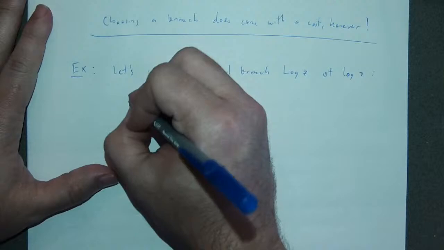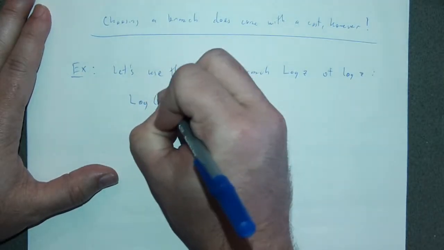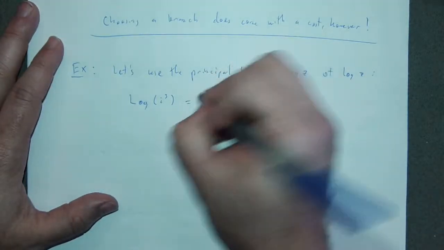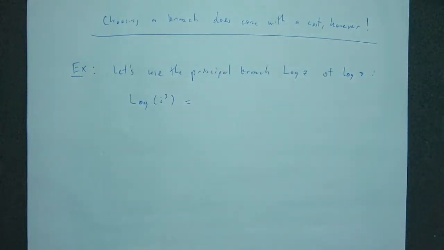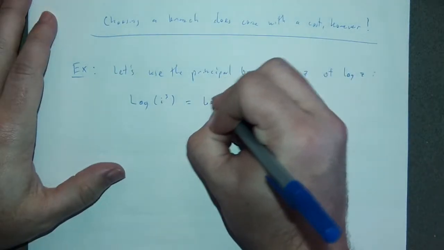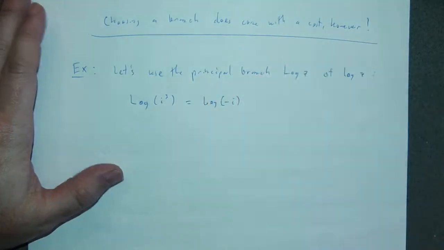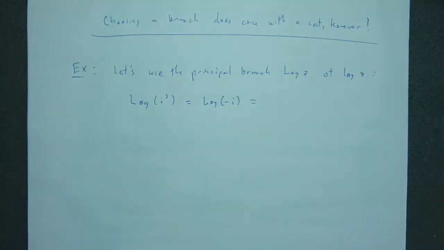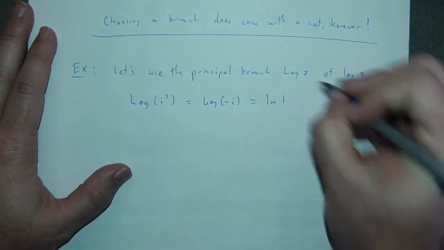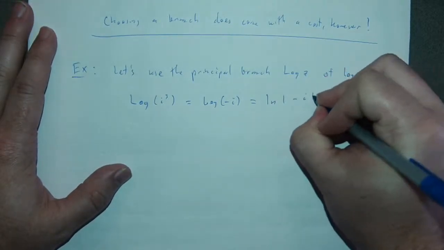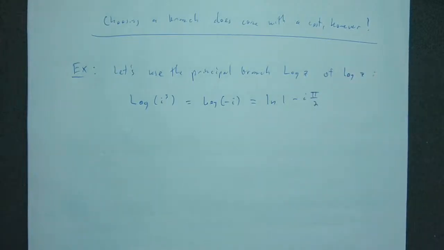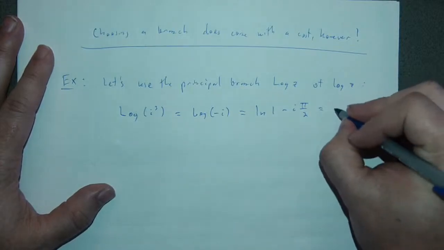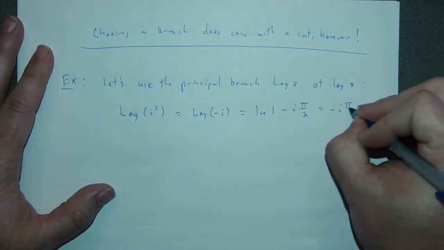What is the principal value of the log of i cubed? Well, i cubed is the same as minus i, so this is capital Log of minus i. Using the definition of our principal value of log, this is natural log of 1 minus i times pi over 2. Natural log of 1 is 0, so this is minus i times pi over 2.